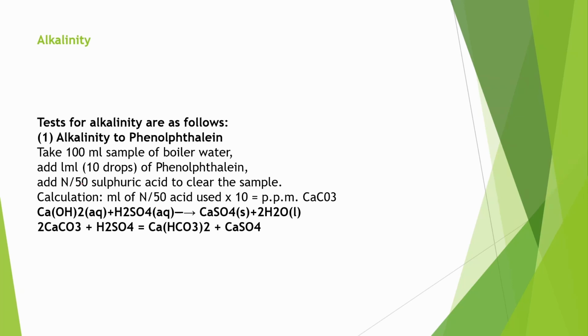So what we have to do is take a 100 ml sample of boiler water. Then we add 10 drops of phenolphthalein solution, that is the indicator, and we add N/50 sulfuric acid to clear the sample. How do we calculate it? We count the drops of N/50 sulfuric acid that we added and multiply by 10. That gives us the ppm of CaCO3. The reaction here is Ca(OH)2 plus H2SO4 gives CaSO4.